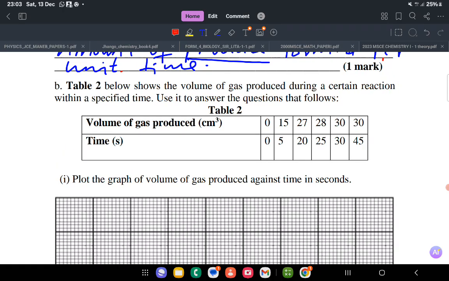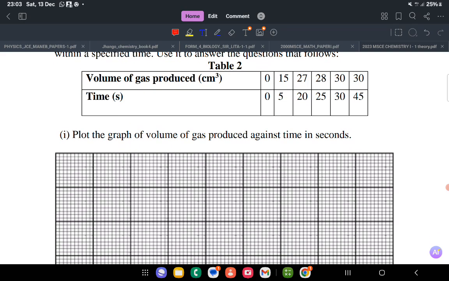So the table below shows the volume of a gas produced during a certain reaction within a specified time. Use it to answer the questions that follow. Okay, fine. Plot a graph of volume of gas produced against time in seconds.